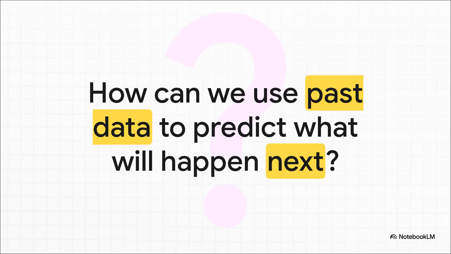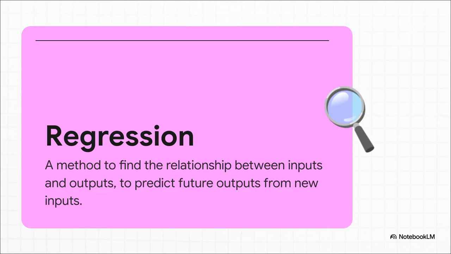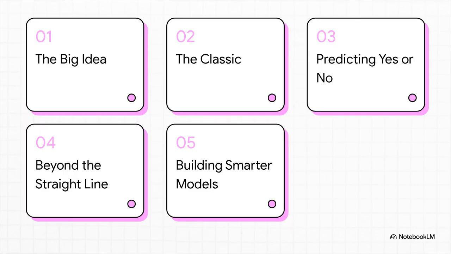So, at its core, regression is all about teaching a computer by showing it a ton of examples. Think of it like this. We feed it a data set of inputs, and the outputs we already know go with them. The machine's job? To figure out the secret relationship between the two. The ultimate goal is for it to see a brand new input it's never seen before and predict what the output should be.